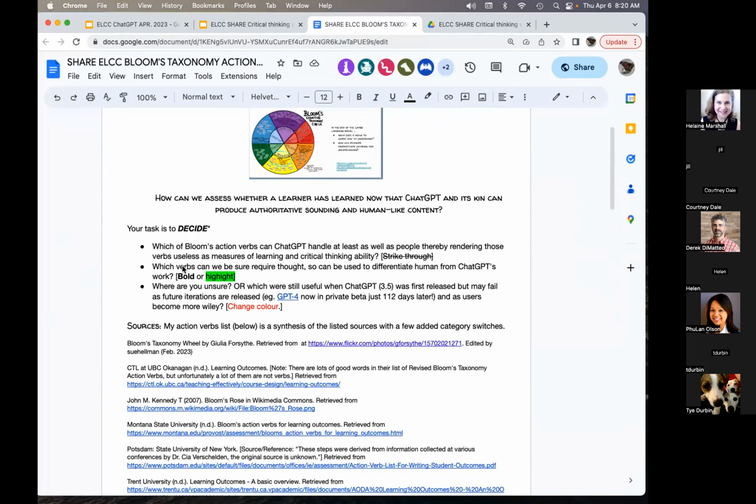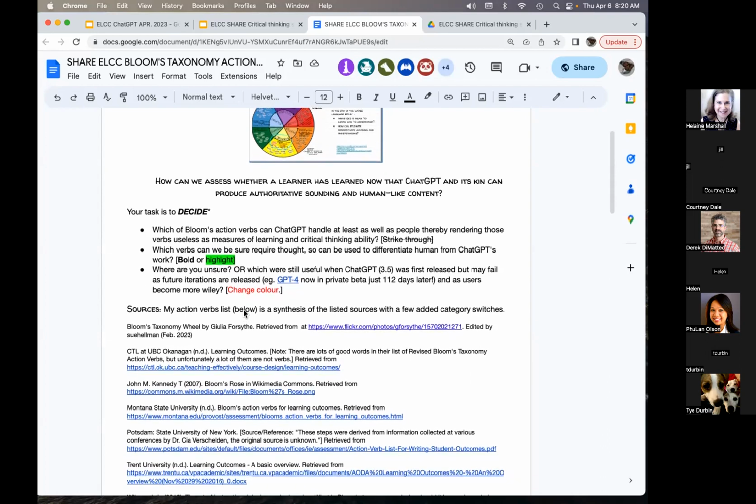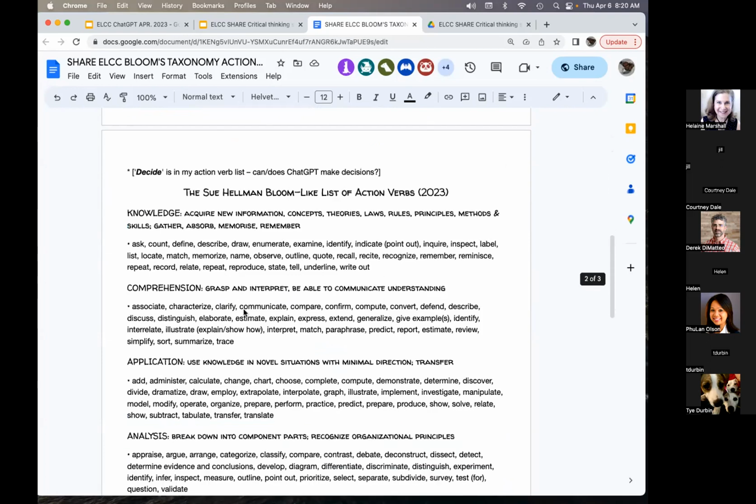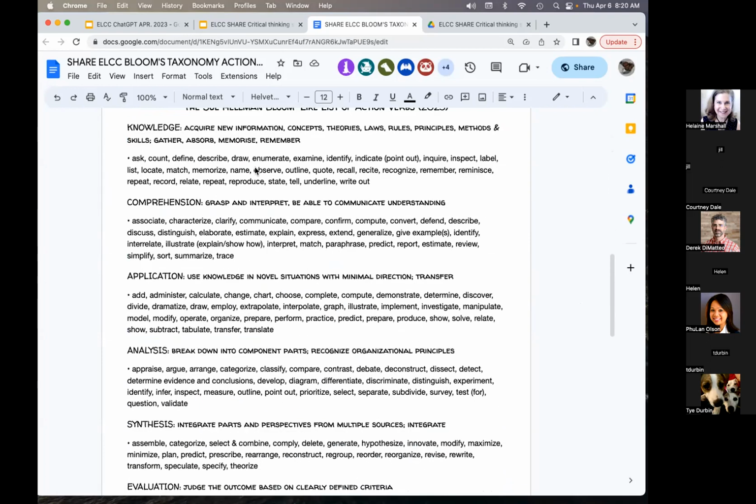The words that we are sure that we can continue to use, bold them or highlight them. And the ones that you're not sure about, or that are still useful in the ChatGPT that you can get to, because we can get to 3.5. GPT-4 is in beta, and it's maybe behind a paywall. Nobody really knows exactly what's going to happen to it. But I want you to think in terms of which ones can we continue to use? Which ones can we not really use anymore to assess with? And which ones do we have some doubt about?